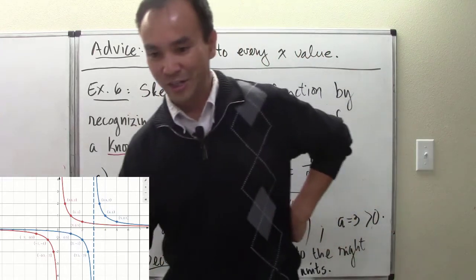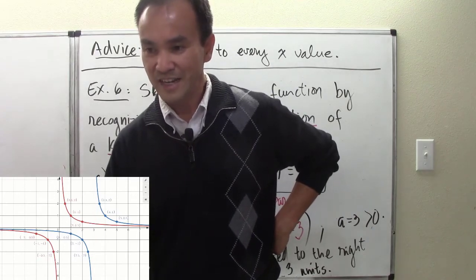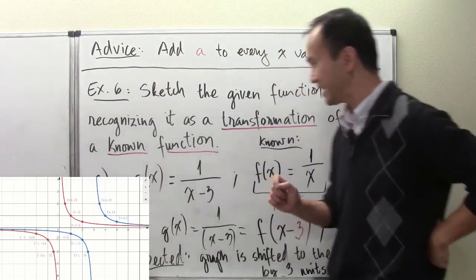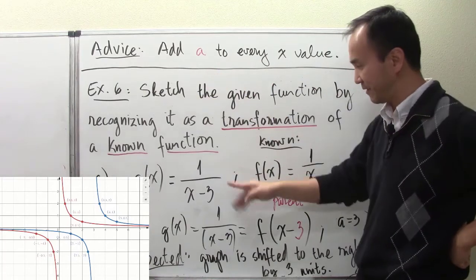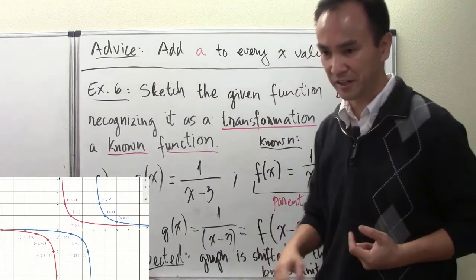Okay, and so that's the idea, and that's the graphed version. That's how we sketch the graph of this given function. All right, so now let's move on to part D right here.